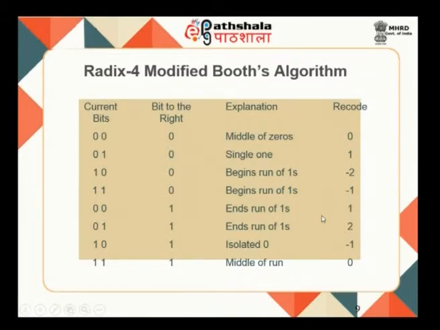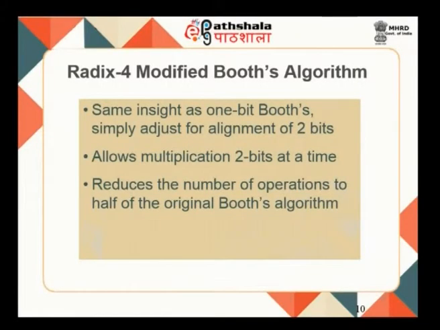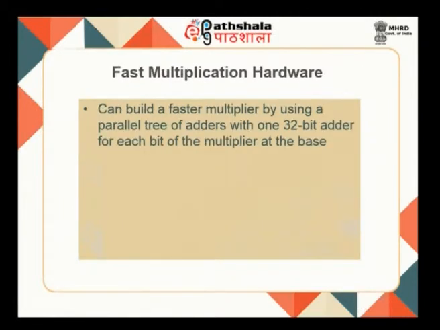So, the original Booth's algorithm gave you advantage only in terms of negative number operation, and the other advantage basically was data dependent. Now, with the Radix 4 modified Booth's algorithm, you get the advantage of uniformly treating negative numbers. At the same time, the partial products will definitely get reduced by half. So, to give you a summary of this, it is the same insight as 1 bit Booth's, simply adjusted for alignment of 2 bits, and it allows multiplication of 2 bits at a time, and it definitely reduces the number of operations to half of the original Booth's algorithm.